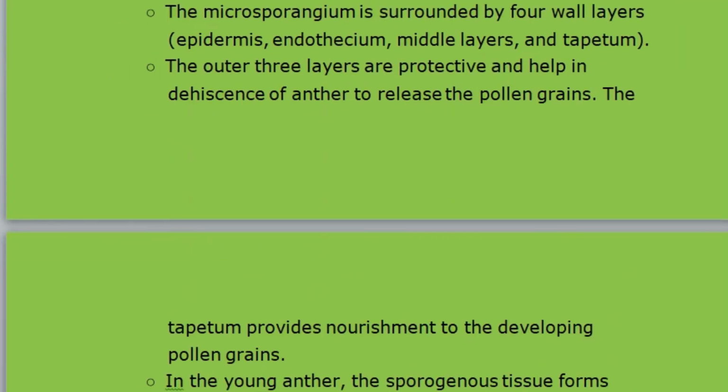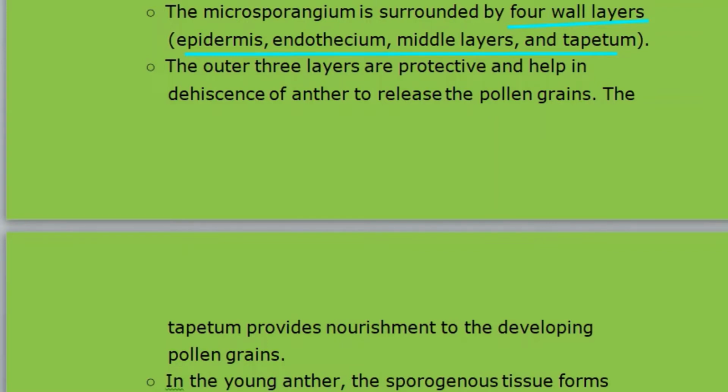I will show you the structure, but before that, just let me read this. The microsporangium is surrounded by 4 wall layers. Here again it is important that it is surrounded by 4 wall layers. What are the names of these layers? Epidermis, endothecium, middle layer and tapetum. These are the names of these 4 layers.